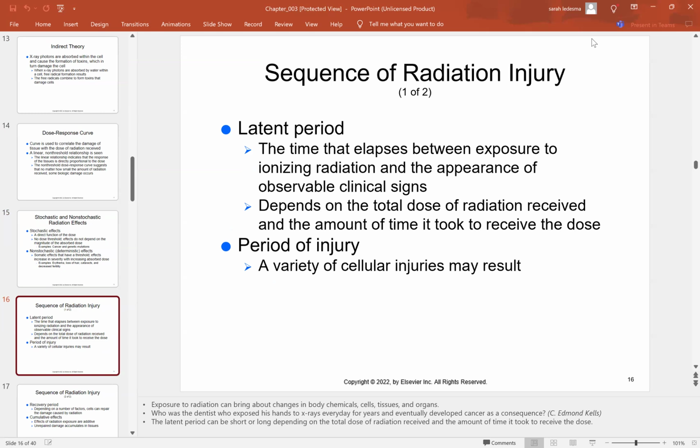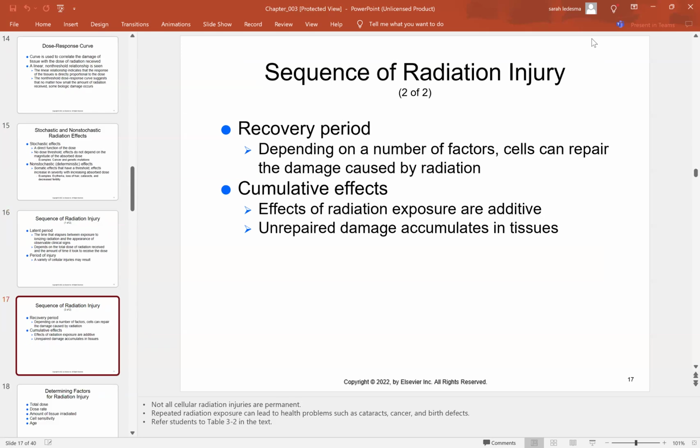Sequence of radiation injury. We have the latent period. This is the time that elapses between exposure to ionizing radiation and the appearance of observable clinical signs. This is going to depend on the total dose of radiation received and the amount of time it took to receive the dose. The period of injury is a variety of cellular injuries that may result.